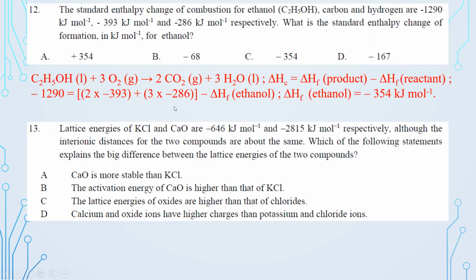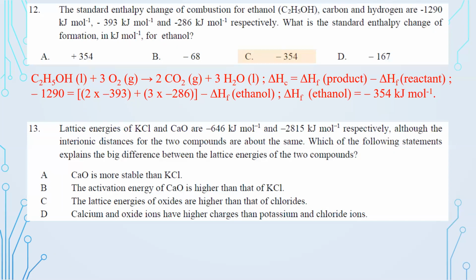Okay, so for this one we use the enthalpy change of combustion and formation: products minus reactants. Hopefully you can understand how to solve this. So the answer will be C.